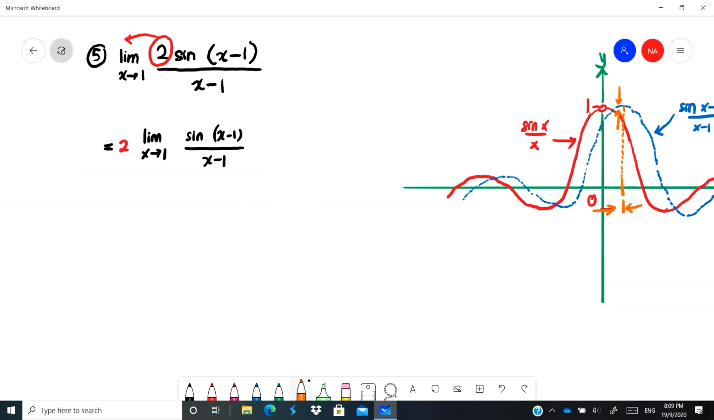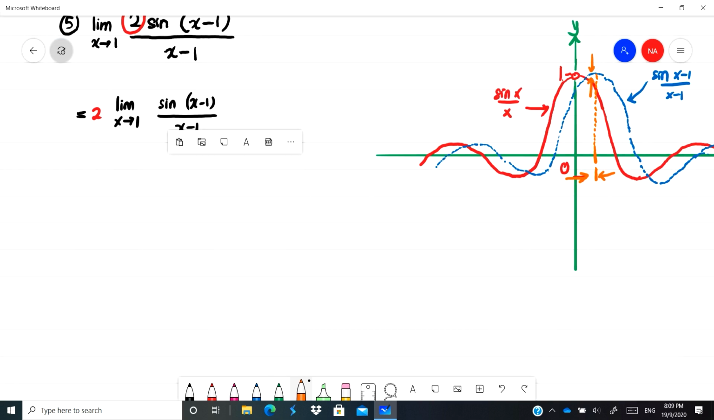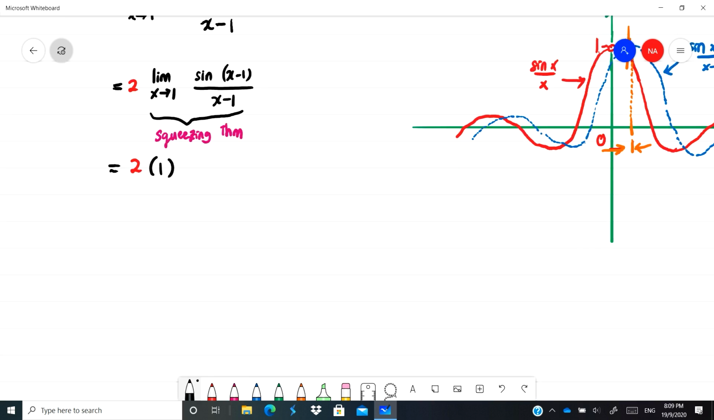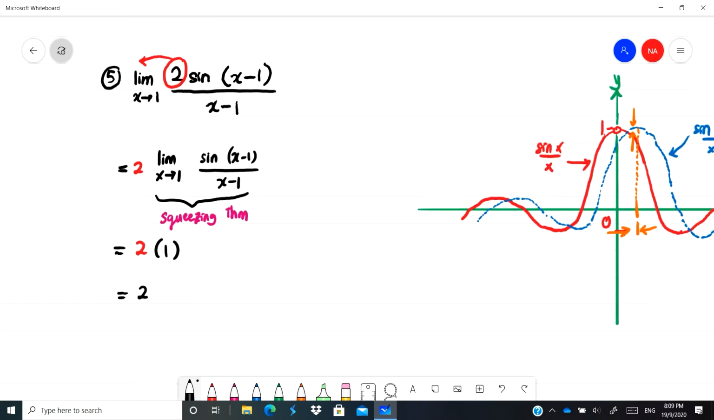So in this case, this is actually the squeezing theorem. You'll have 2 multiplied by 1 by squeezing theorem. So this is simply squeezing theorem. So 2 multiplied by 1, your final answer will be 2. So this is the solution for question number 5.